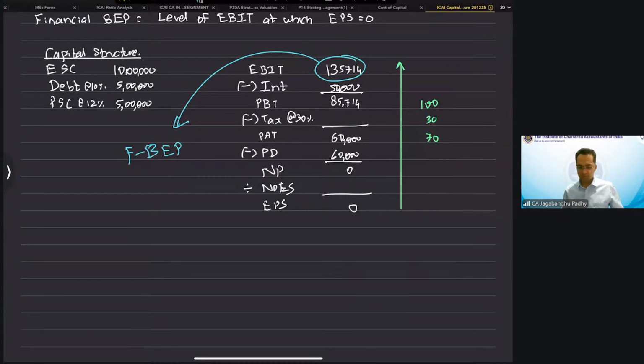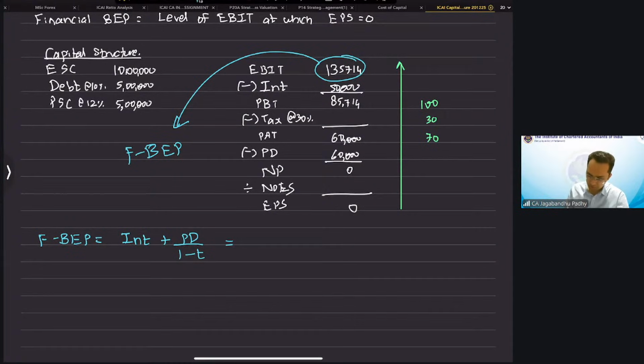Now the question is, do we need to really do this reverse calculation every time, or is it possible for us to have some shortcut? Definitely, we have got a shortcut, guys. So financial break-even point can be calculated as interest plus preference dividend upon 1 minus T.